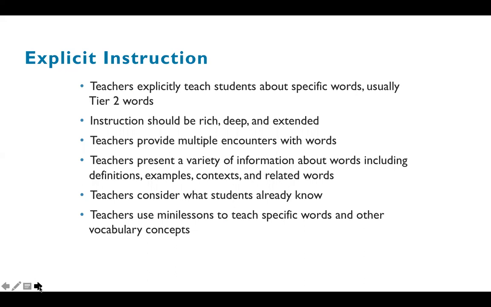Explicit instruction. Teachers explicitly teach students about specific words, usually the tier 2 words. Instruction should be rich, deep, and extended. Teachers should provide multiple encounters with words. Teachers present a variety of information about words, including definitions, examples, context, and related words.